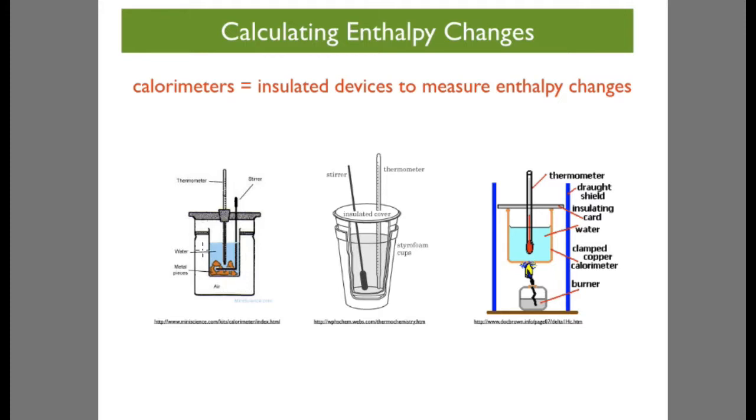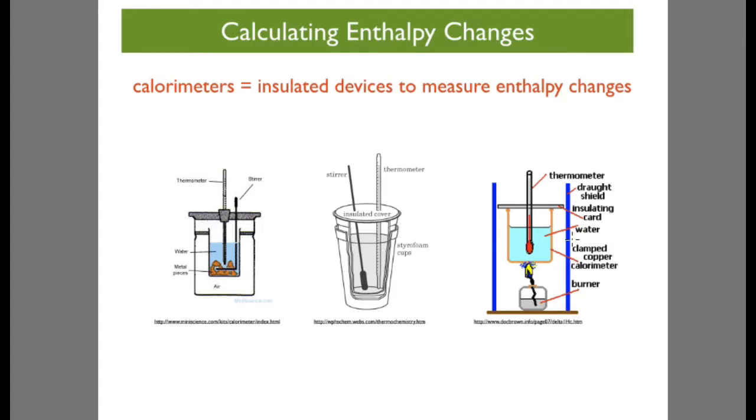To insulate the inner container. So to try and prevent heat loss, the heat exchanges will happen just within this inner container. You've got a stirrer, you've got a thermometer. Here we've got a styrofoam cup, and the styrofoam's a pretty good insulator. You've got an insulated cover too, you've got your stirrer and a thermometer, and the reaction will be taking place within, in this case it's probably water.